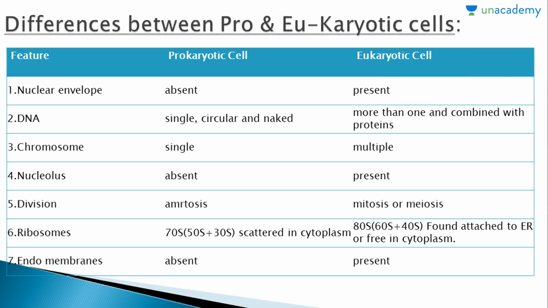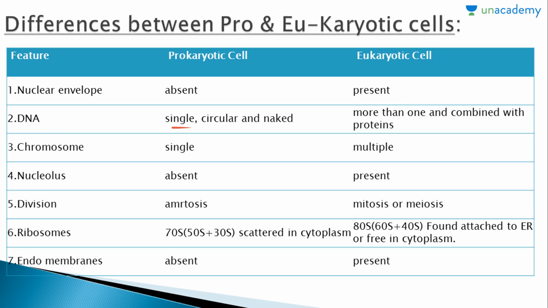Now beginning with the lesson. First of all, we will study the differences between pro and eukaryotic cells. These are the characteristic features. These are the features of prokaryotic cells, and these are the features of eukaryotic cells. Okay. Now the nuclear envelope, it is absent in prokaryotic cell and present in eukaryotic cell.